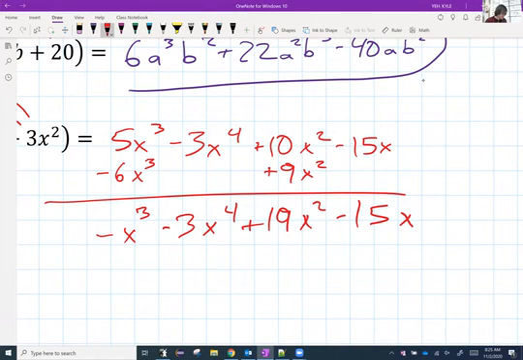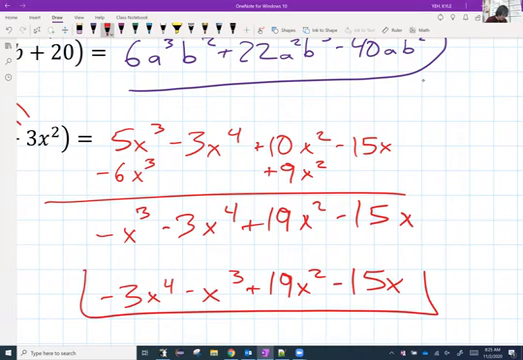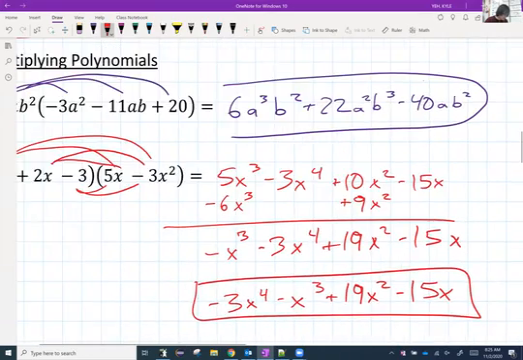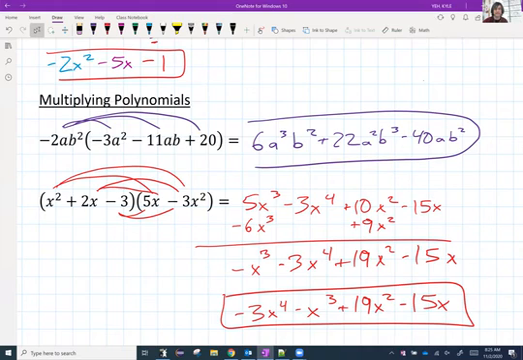Last thing I do, I'm going to put this in descending order because we always should. So negative 3x to the fourth minus x cubed plus 19x squared minus 15x. And that would be our answer when multiplying those polynomials.